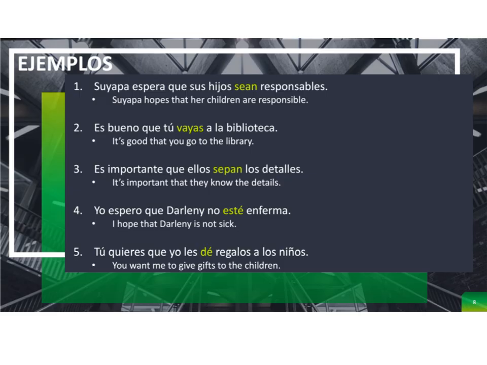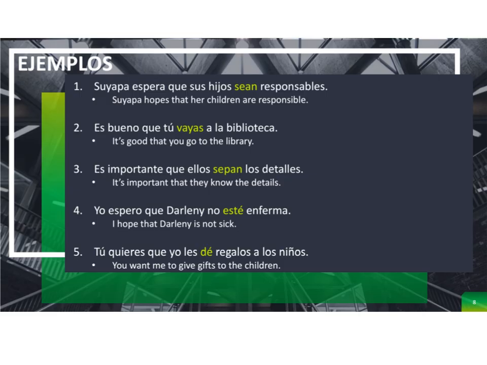The next sentence, es bueno que tú vayas a la biblioteca. It's good that you go to the library. So we use the subjunctive here for the verb ir, because while I might make this statement, I think that it's good that you go to the library, you might not think that it's good to go to the library, or your older sibling who has to drive you to the library might not think that it's good. So we're kind of uncertain of whether it really is actually a good thing or not.